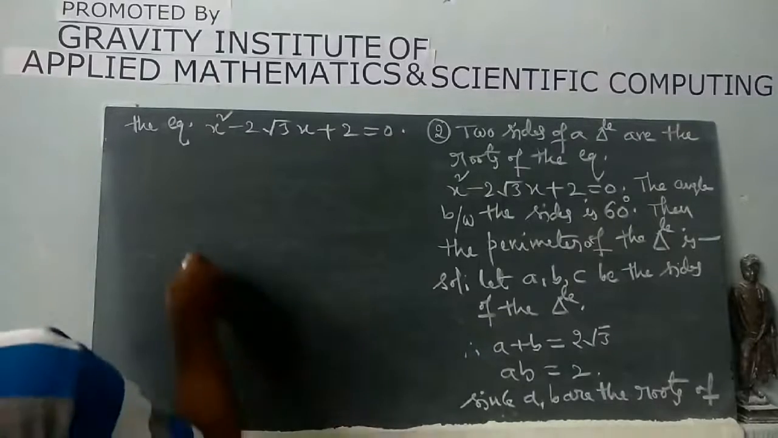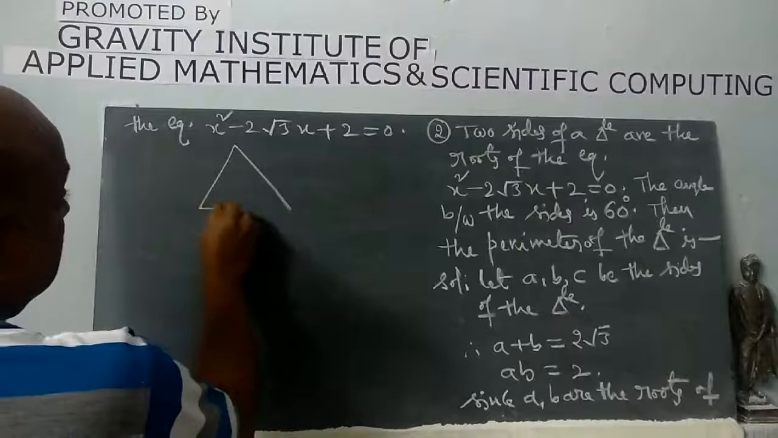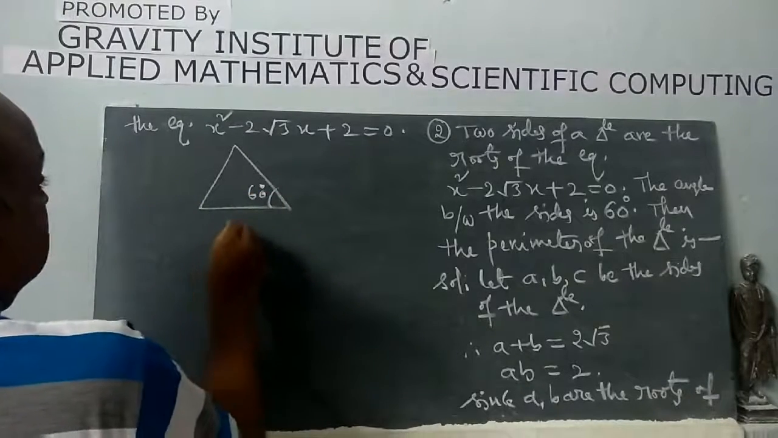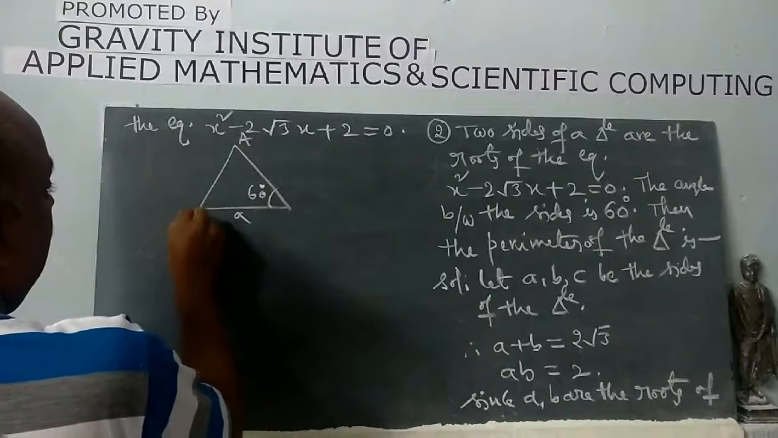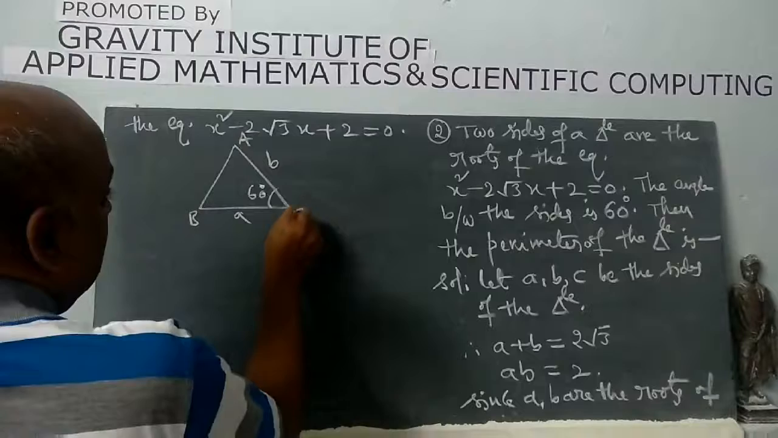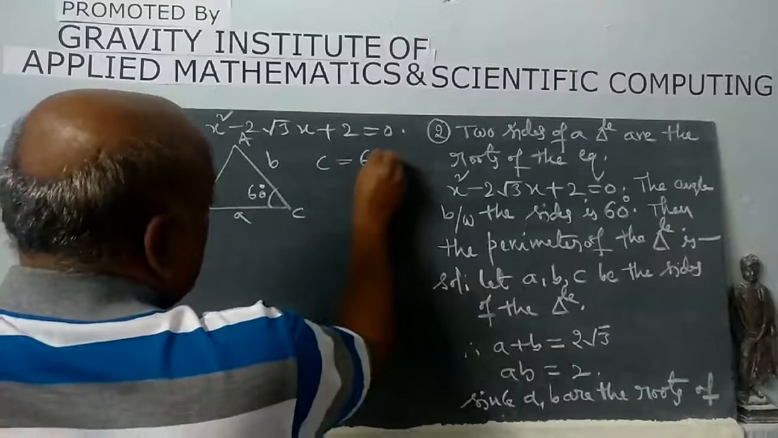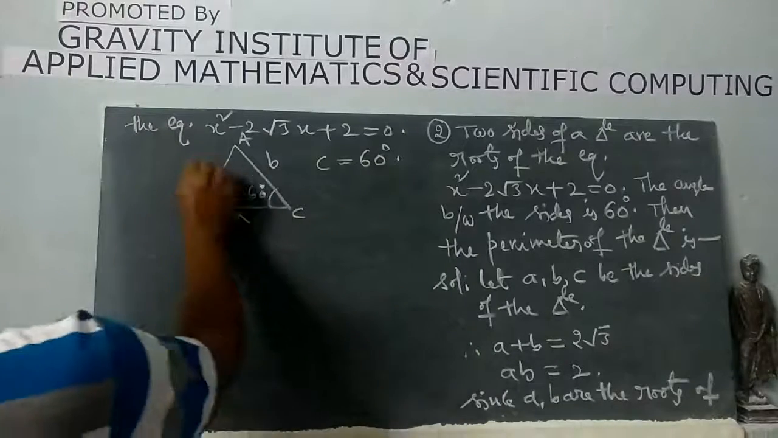Next, the angle between the sides is 60 degrees. So this is A, B, C. So C is equal to 60 degrees. This is C.